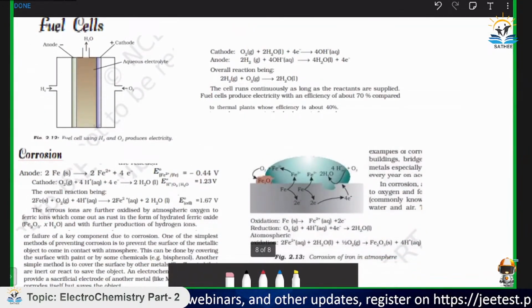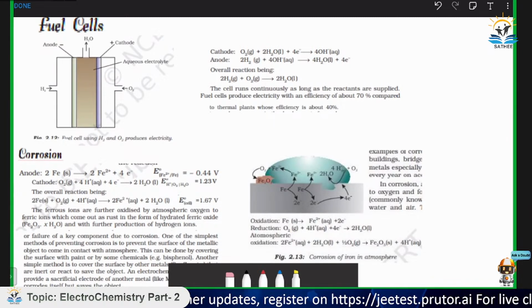Your fuel cells are essentially power generators, not like your thermal power plants. Your thermal power plants are based on turning chemical energy into mechanical energy into electrical energy. Your chemical energy is directly converted into electrical energy on the basis of the theory of galvanic cells. So fuel cells are very commercial types of galvanic cells.